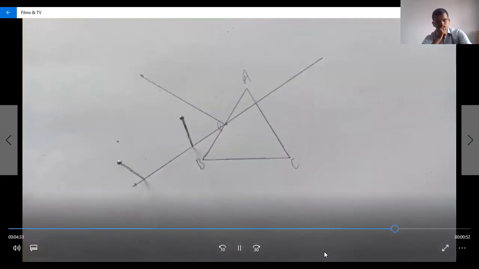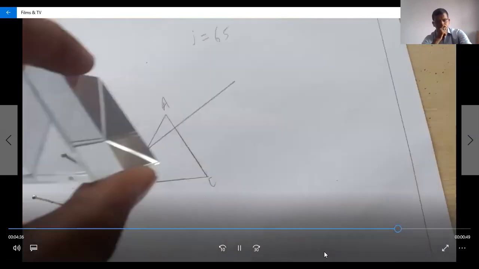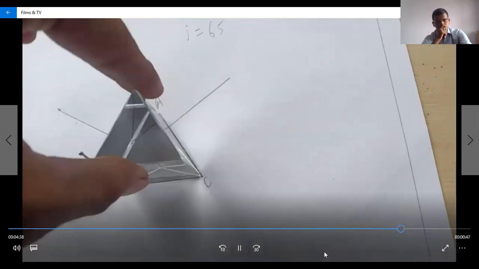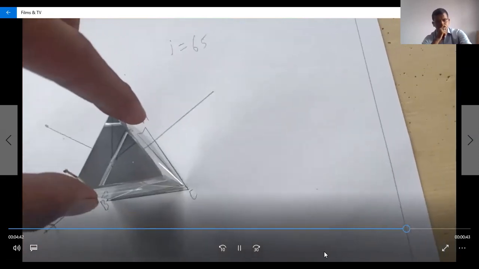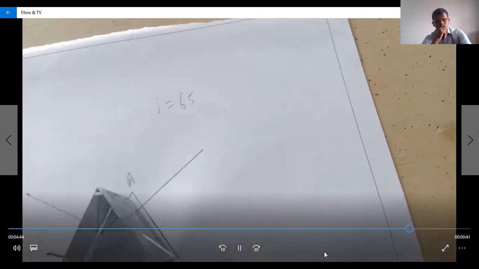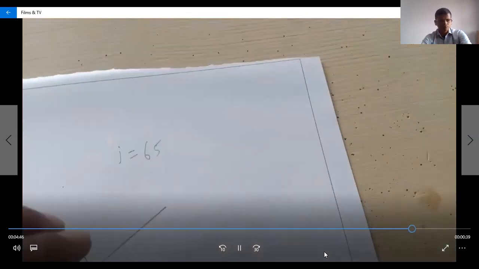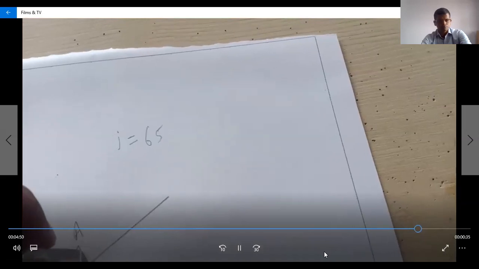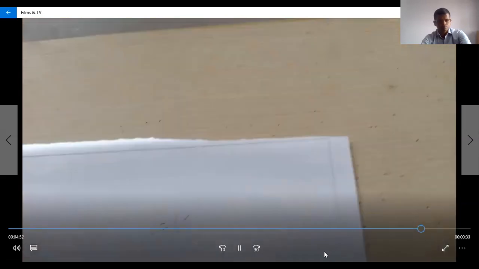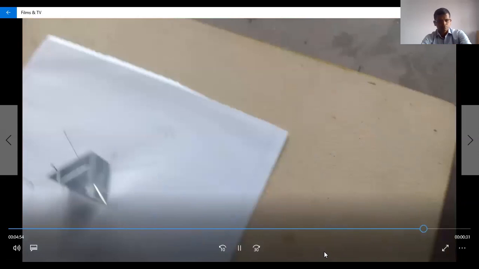Now after fitting the pins, we put the prism again. Whenever we draw the surface, we set it here, and we put the prism again here. Then what is the procedure? How can we find the angle of emergence? It is a simple method, like we are showing here on this surface. So we found it here.